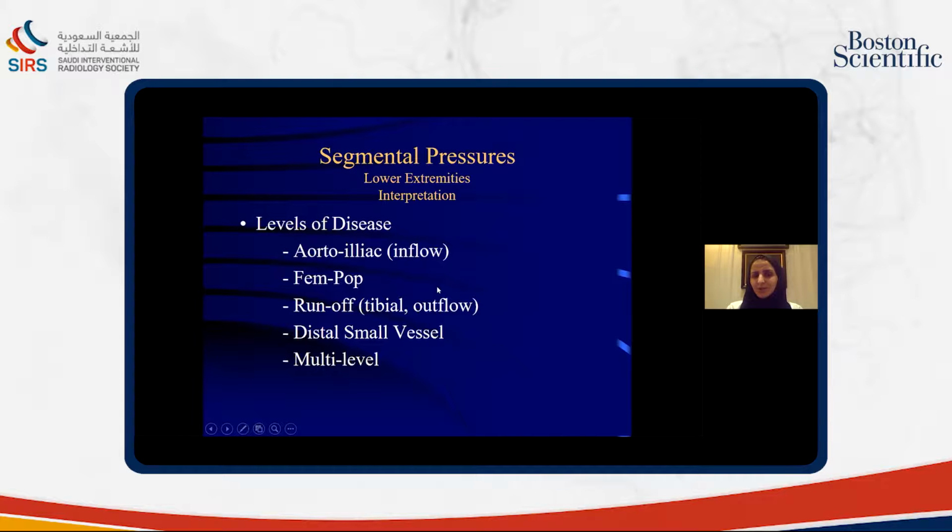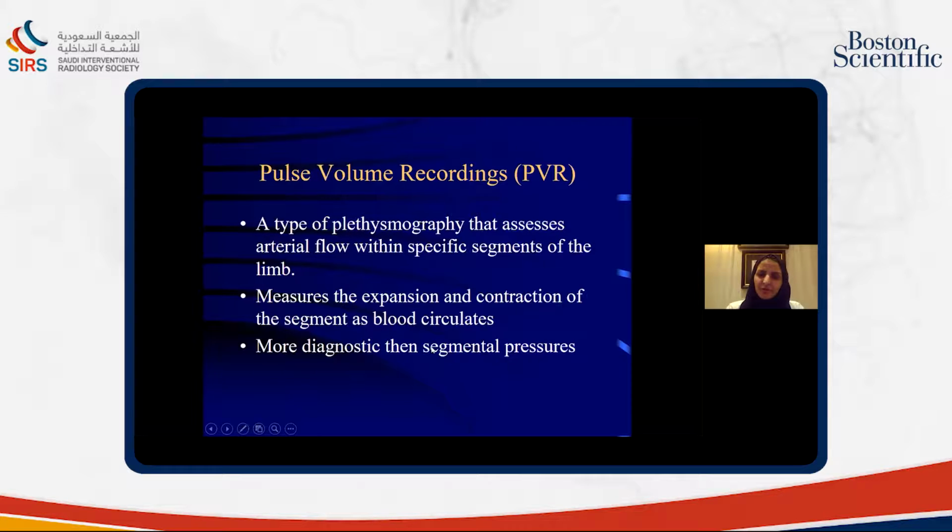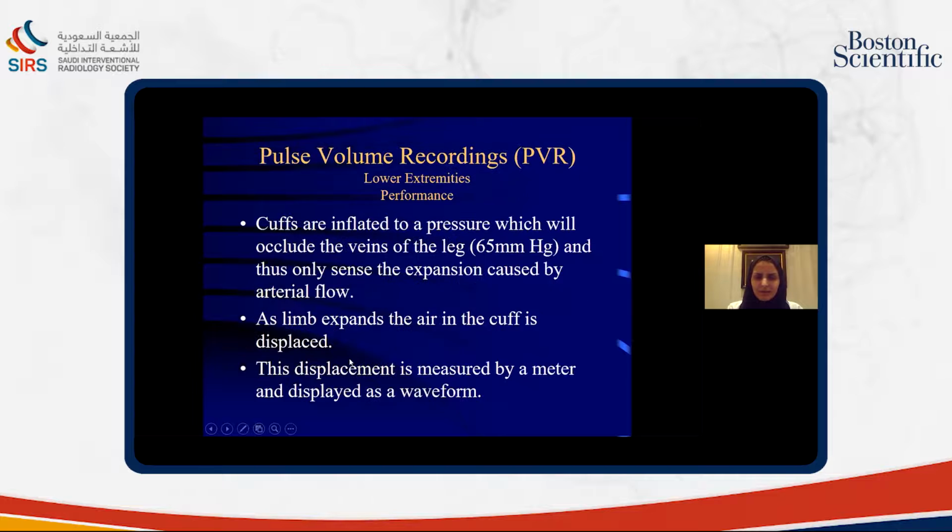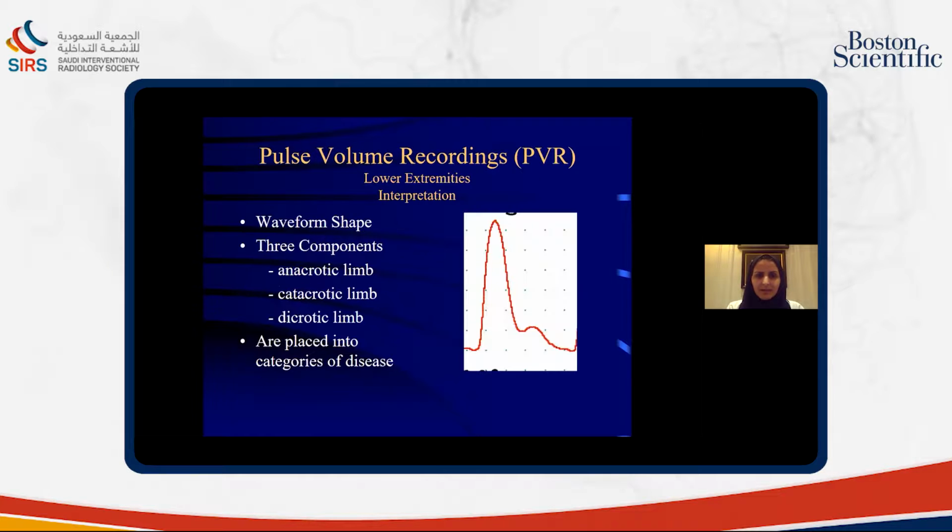Level of disease: aortoiliac inflow, femoral popliteal, tibial outflow, distal small vessels, and multi-level disease. Volume recording, this is really important. And the most important thing here is about pulse volume, how to read it.